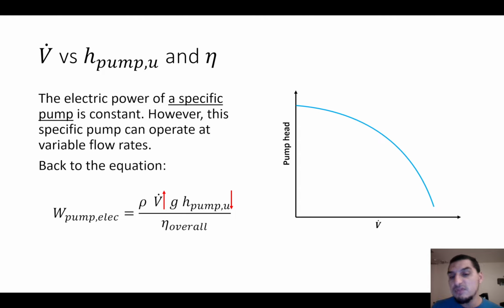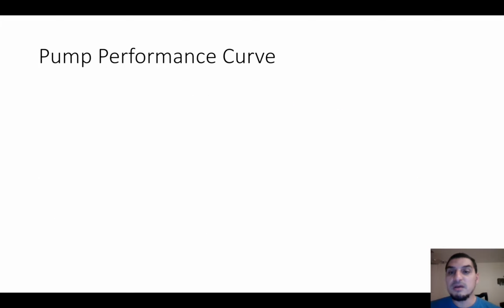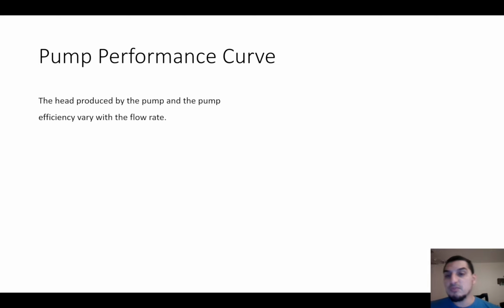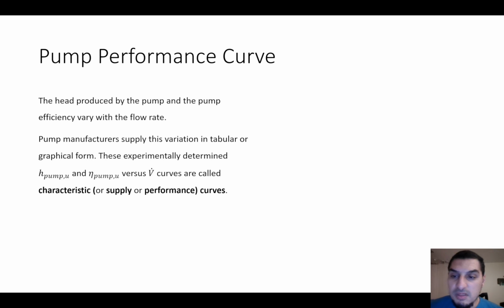So the pump curve is simply giving a relation between the head that the pump can produce for different volumetric flow rates. This is called the pump curve or pump performance curve. As I said, the manufacturers supply this relation as tables or as a graph, where we have the pump head versus the volumetric flow rate.